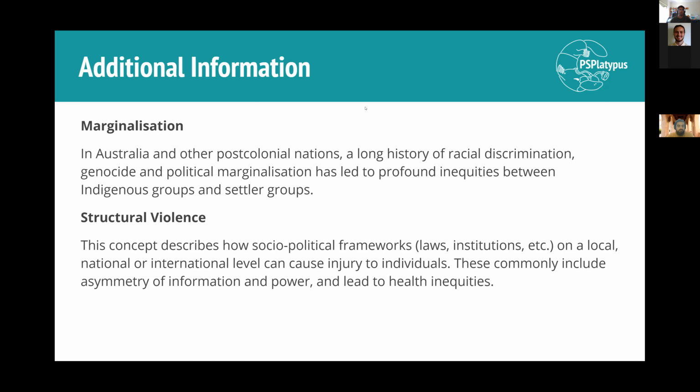So there are a couple other concepts we want to understand here. So marginalization is sort of the concept of a certain group being ignored, basically, or deprioritized by governments or other institutions. So like I said before, in Australia in particular, the reason we care a lot about Indigenous health is because we have a very long history of discrimination, literal genocide in the early stages of colonialism, and political marginalization, which to a degree continues to this day.